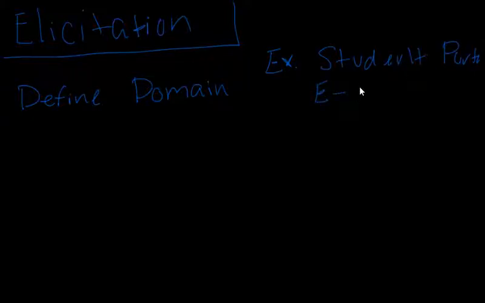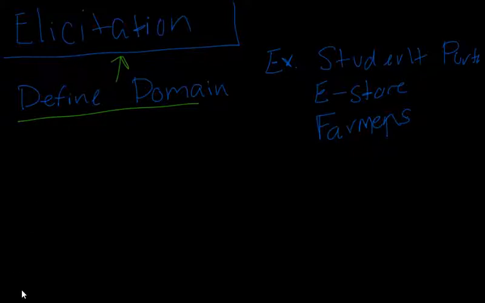Now, the main goal of elicitation in requirements engineering is to define your domain. And pretty much it's just, what is this software? An example could be a student portal. It could be an e-store, an e-commerce store. It could be software for farmers or any type of occupation you can think of. So that's defining our domain, which is the goal of our elicitation phase.